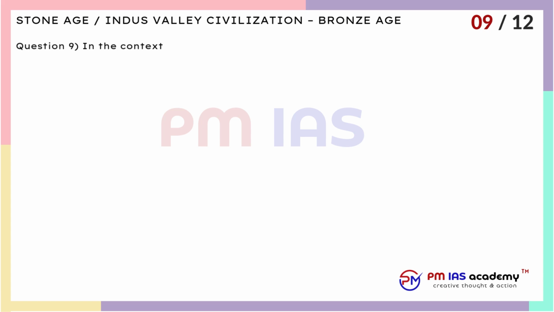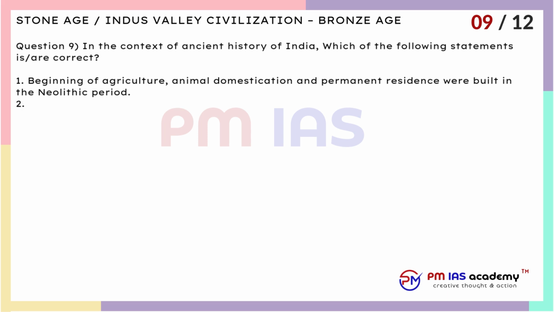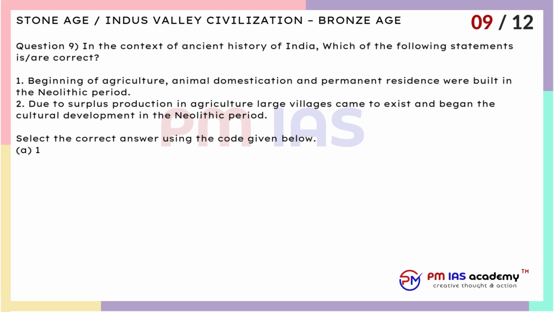Question 9. In the context of ancient history of India, which of the following statements are correct? 1. Beginning of agriculture, animal domestication and permanent residence were built in the Neolithic period. 2. Due to surplus production in agriculture, large villages came to exist and began the cultural development in the Neolithic period. Select the correct answer using the code given below. A. 1 only. B. 2 only. C. Both 1 and 2. D. Neither 1 nor 2.